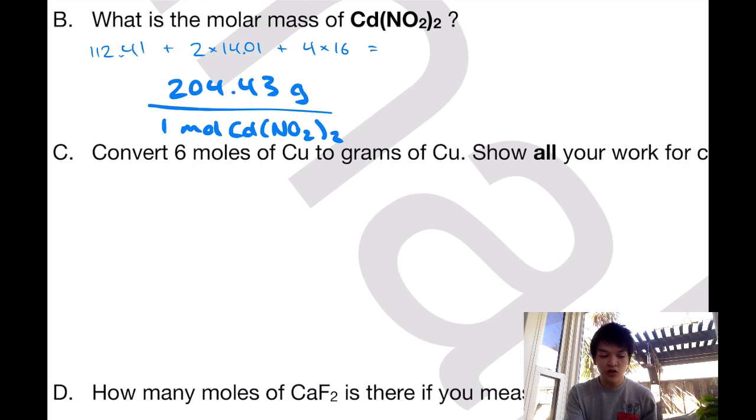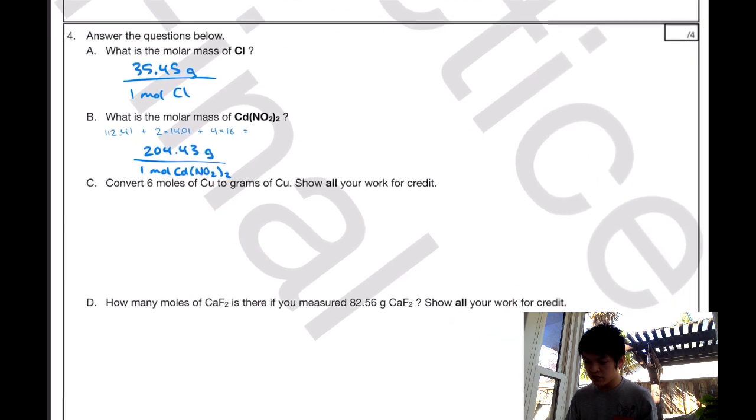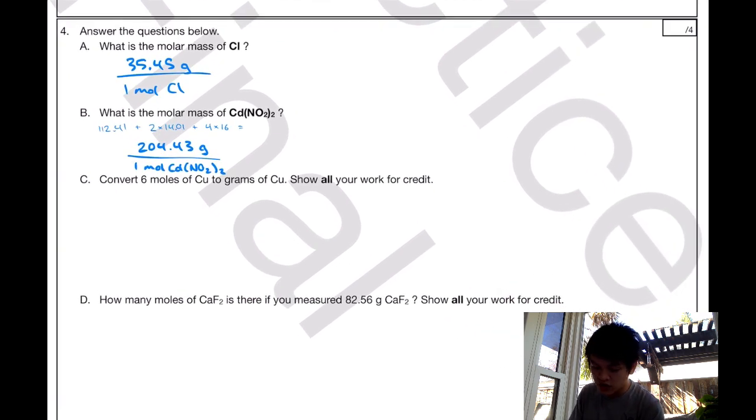Alright, the next problem, number 3, let's see what it's asking us to do. It's asking us to convert 6 moles of copper to grams of copper. Show our work for credit here. Okay, how do we do this? We start by circling what we're trying to convert to, which is grams of copper. We underline what we are starting from, which is 6 moles of copper. And usually write down what you underline, 6 mole copper. We're doing a conversion, times, draw a line.